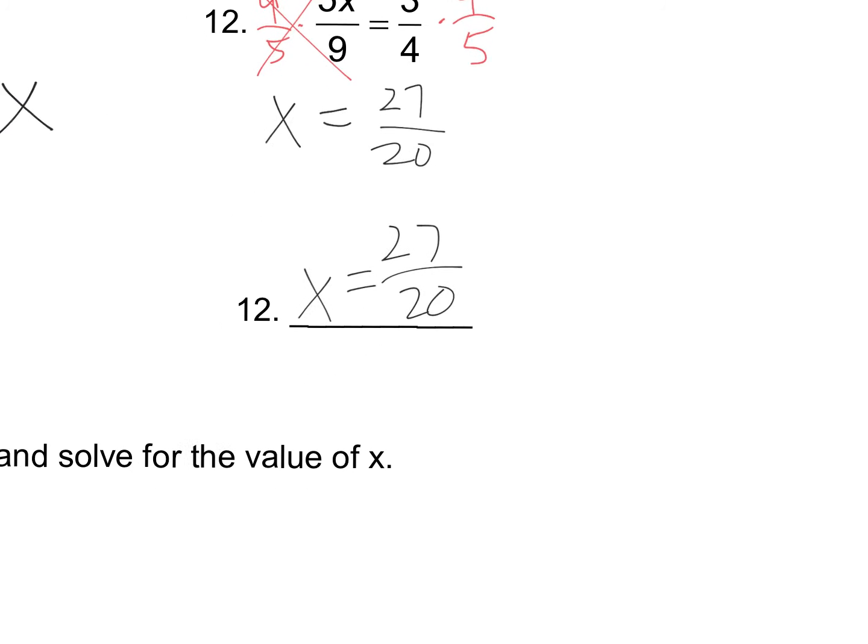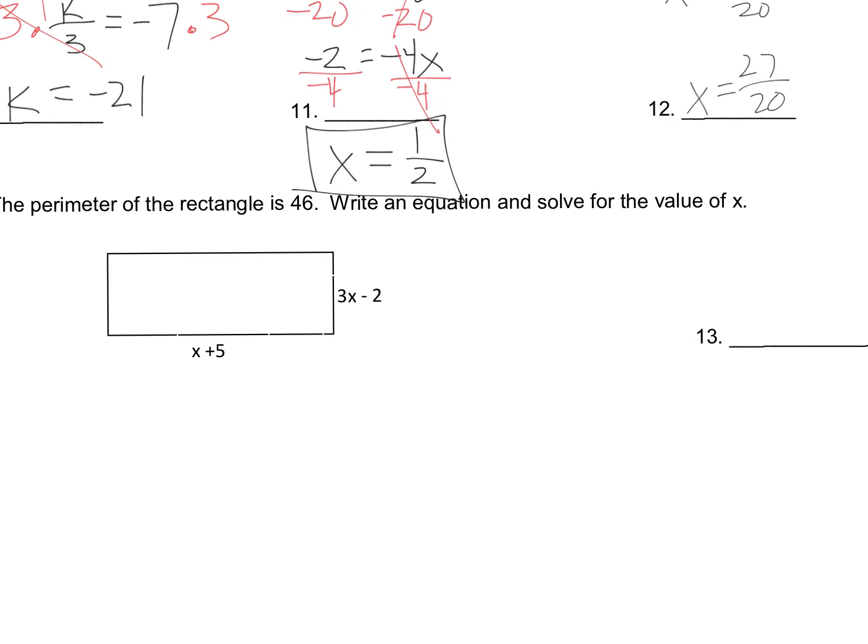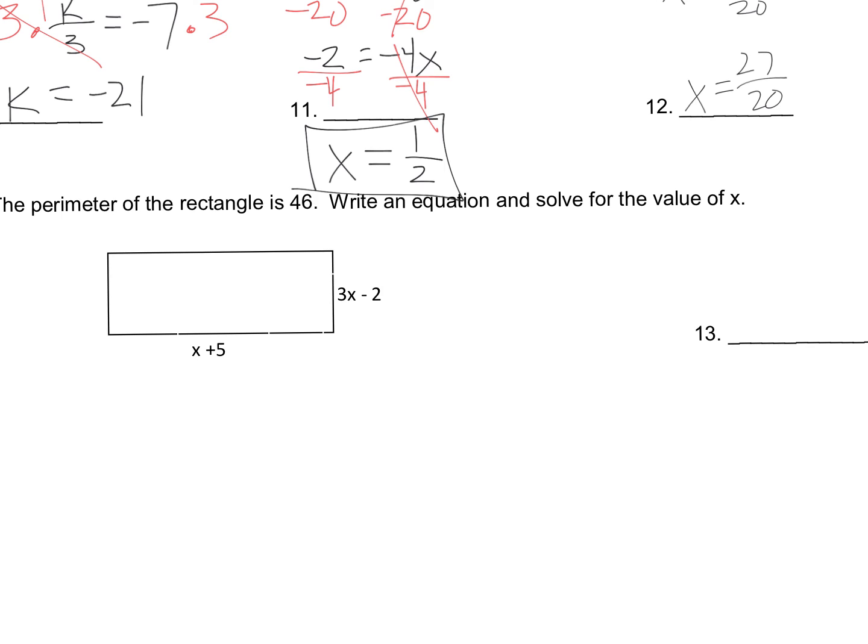Last one, perimeter of a rectangle is 46. Write an equation and solve. So there are two pieces of information in terms of perimeter that we have. One piece of information is that we know that the perimeter is 46. The other piece of information, we have the perimeter in terms of these algebraic expressions.